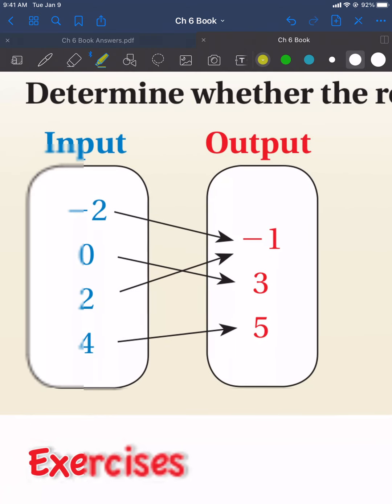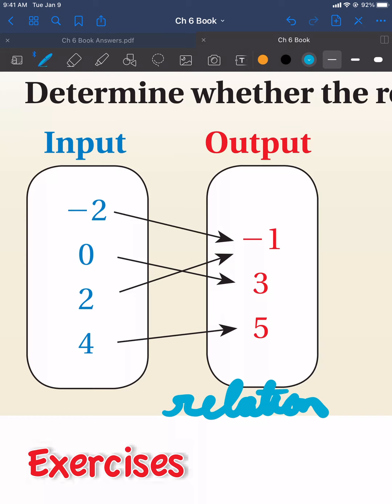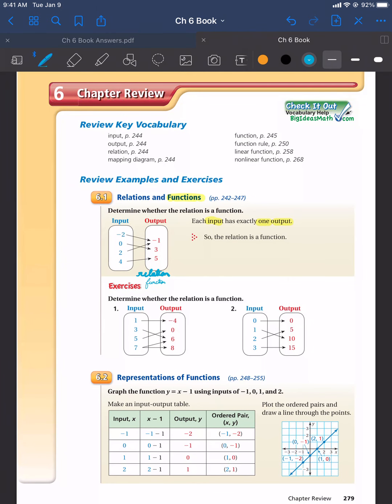So for example, this would be a function because you see how the -2 goes to the -1, 0 goes to the 3, 2 goes to the -1, and 4 goes to the 5. It's okay for the output to have multiple inputs, but it's not okay for an input to have multiple outputs, okay? So I would say that this is a relation. I would also say that this is a function. Okay? So section 1, that's all we talked about was relations versus functions.